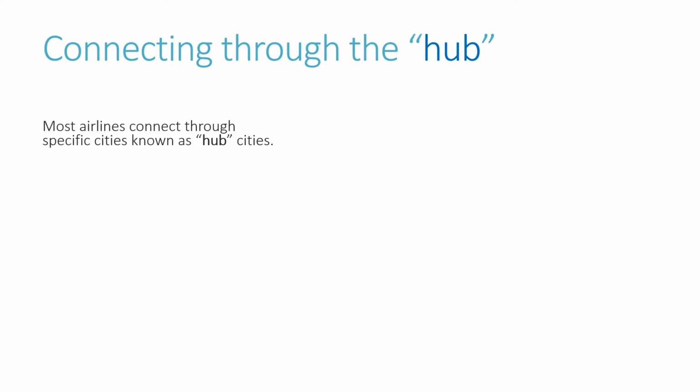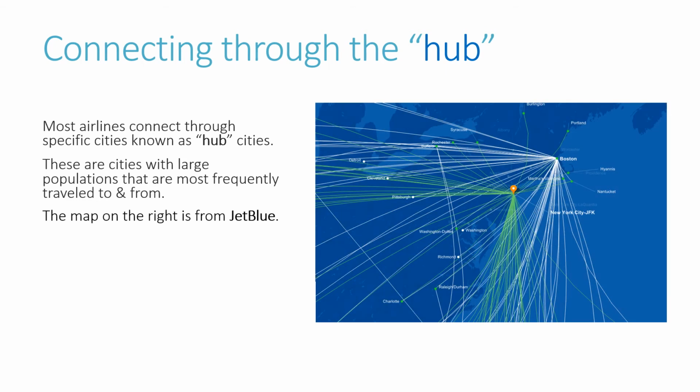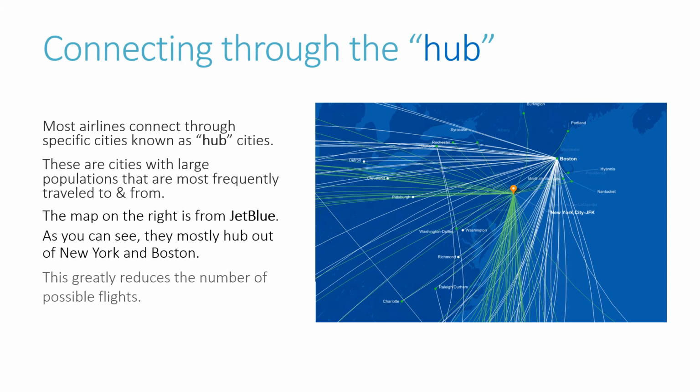Well, we know that most large airlines use cities known as hubs. These are cities of large populations that people travel to and from most frequently. The map on the right is from JetBlue. As you can see, they hub out of New York and Boston. Well, doing this drastically reduces the number of flights.